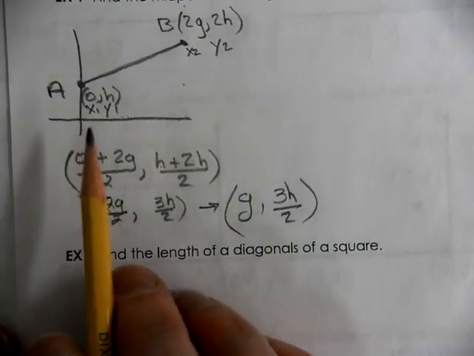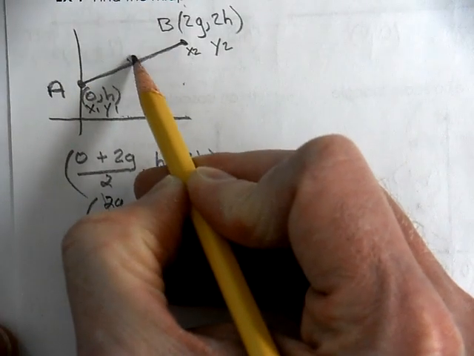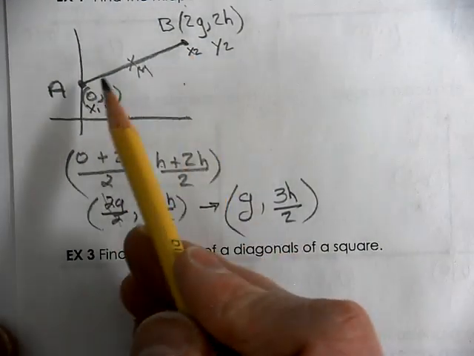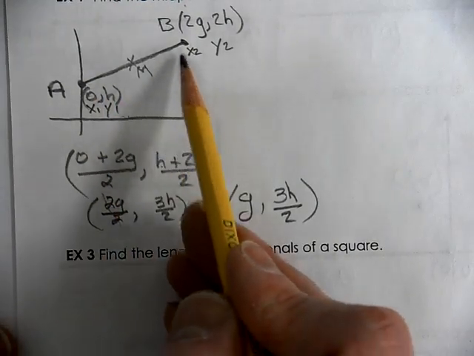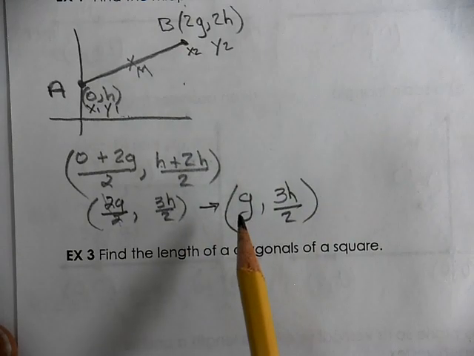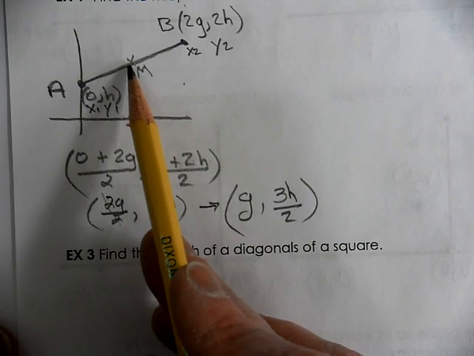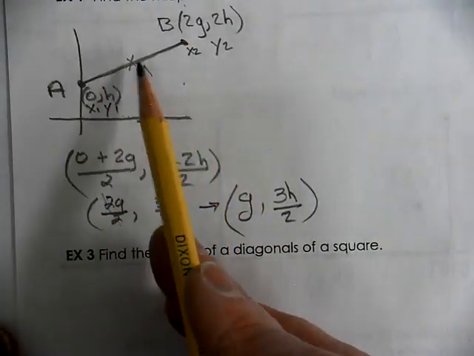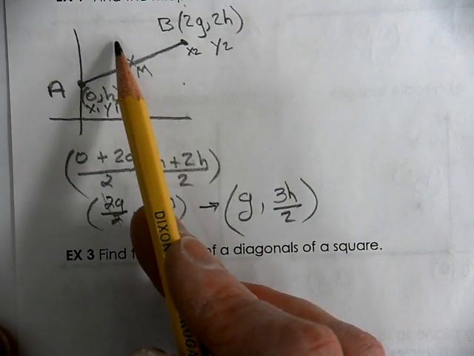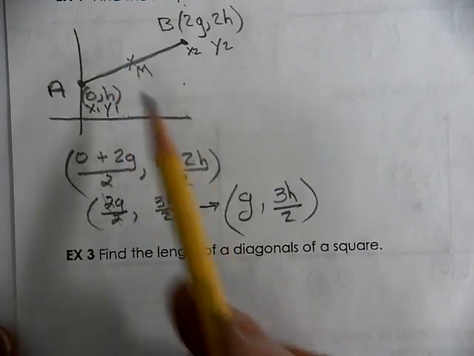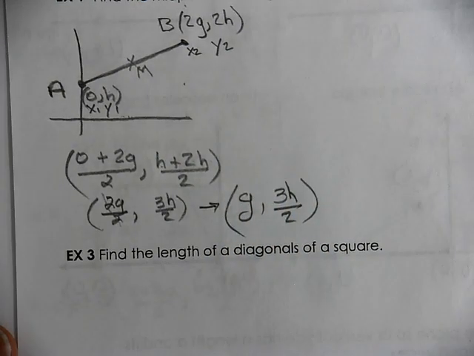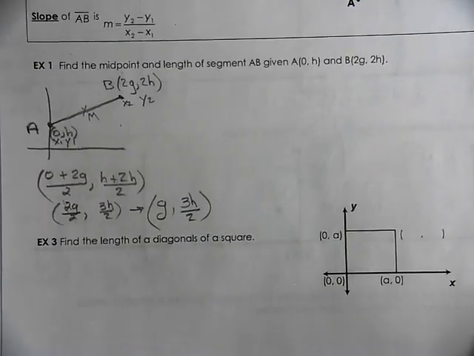Let's see if that makes sense here. If we're looking for the midpoint, and that would be right here, M, that would be the halfway. The x value is going to be between 0 and 2g, so that's going to be at g, 1g. That's how far over you'd have to come. If 2g was a whole distance, 1g is going to be half that distance. And then between 1h and 2h is the 1.5h. That's what this represents. 3 over 2 is 1.5. So that midpoint should make sense. Now let's find distance. What is the distance between A and B?